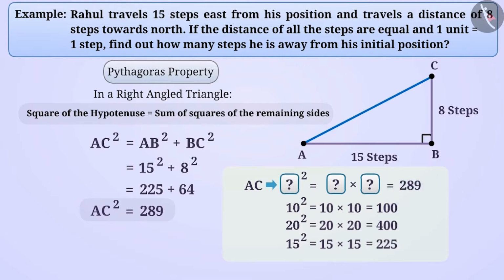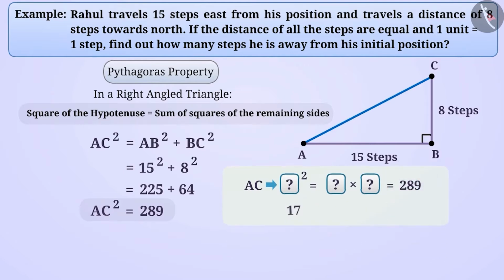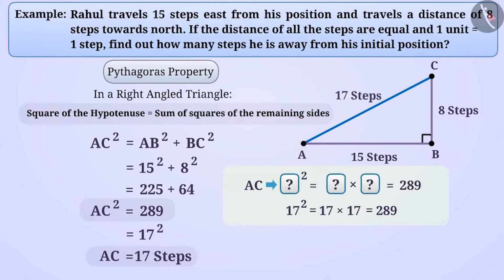to 289. While doing this, we find that 17 square is equal to 17 multiplied by 17 is equal to 289. That is, AC square is equal to 17 square. This way, we can say that the measure of the hypotenuse AC is 17 steps. From this, we come to know that Rahul is 17 steps away from his initial position.